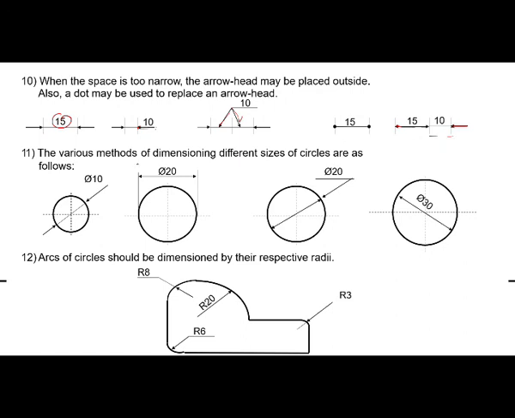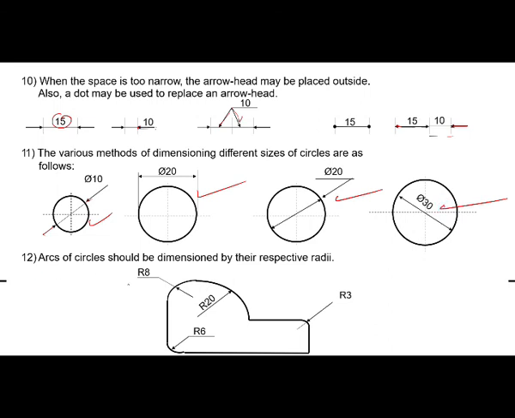The various methods of dimensioning different sizes of circles are as follows. If we give the dimensions on circles, we can give like this, 10, that is the 10 diameter. Just look at the arrow sign and the way of giving dimension. This is the 20 diameter, this is 30, and the way of writing this dimension is different. We can give like this also.